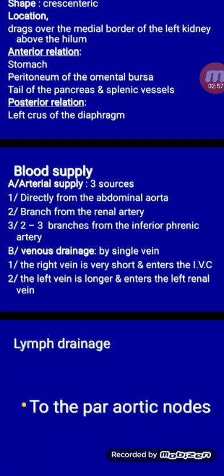And what about the blood supply? Blood supply, we mean arterial supply and venous drainage. 3 arteries, 3 sources: directly from the abdominal aorta, a branch from the renal artery, and 2 or 3 branches from the inferior phrenic artery. By the way, the inferior phrenic artery is a branch from the abdominal aorta, the first branch when it pierces the diaphragm. The abdominal aorta gives the inferior phrenic artery.